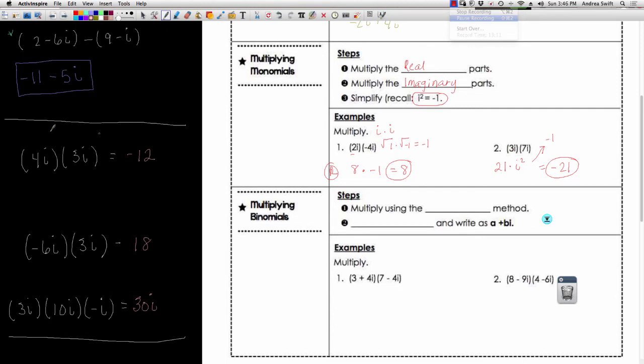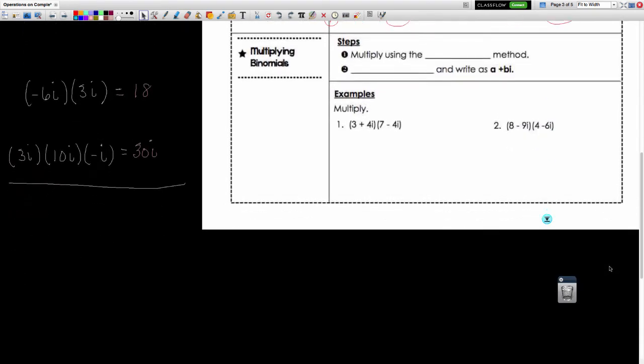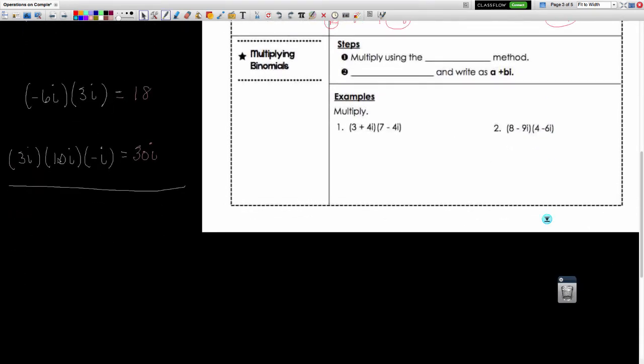Here are your answers. 4i times 3i is negative 12. Negative 6i times 3i is a positive 18. And 3i times 10i times negative i is 30i. So I would imagine that maybe some of you got tripped up with that one. So let's take a look and see how we ended up getting that.